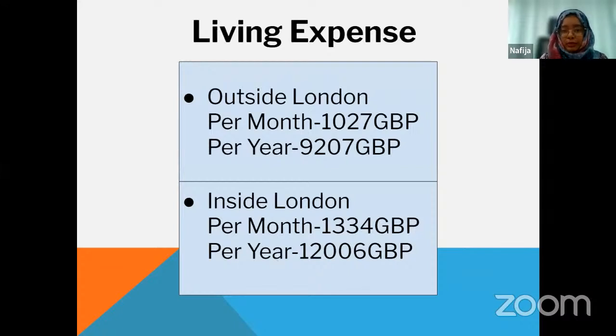So according to the UKVI standard, if you are staying outside London, then your per month living expense will be 1,027 British pounds, and per year it will be 9,207 British pounds. And inside London, your per month living expense will be around 1,334 British pounds, and per year it is 12,006 British pounds.